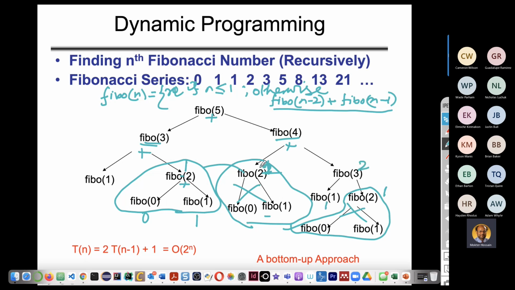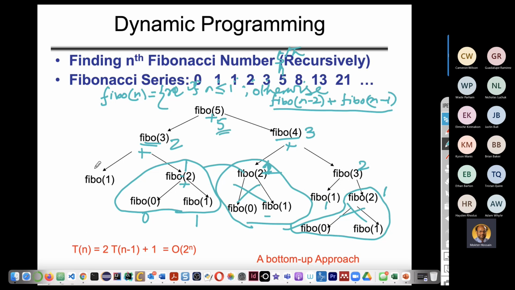Fibonacci 2 equals 1 and Fibonacci 1 equals 1, so Fibonacci 3 will be 1 plus 1, 2. Then Fibonacci 4 will be 2 plus 1, 3. And Fibonacci 3 is 2, so the fifth Fibonacci number equals 2 plus 3 equals 5. This is the fifth Fibonacci number: 0th, 1, 2, 3rd, 4th, and the fifth Fibonacci number is 5.